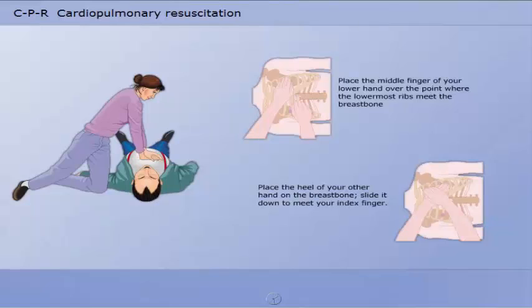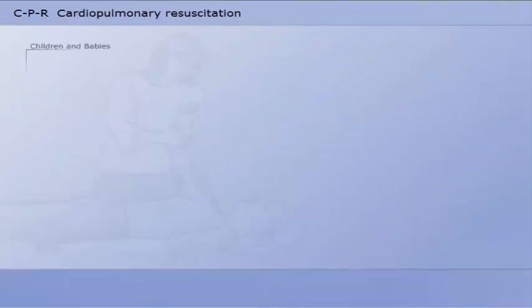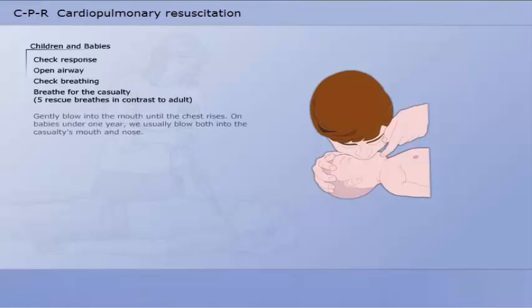Children and babies require a slightly different treatment than adults. Check response. Open airway. Check breathing. Breathe for the casualty. Gently blow into the mouth until the chest rises. On babies under 1 year, we usually blow both into the casualty's mouth and nose. Commence CPR.